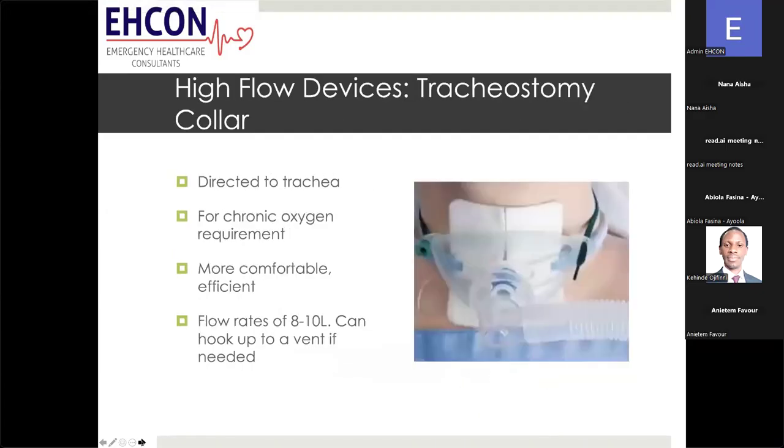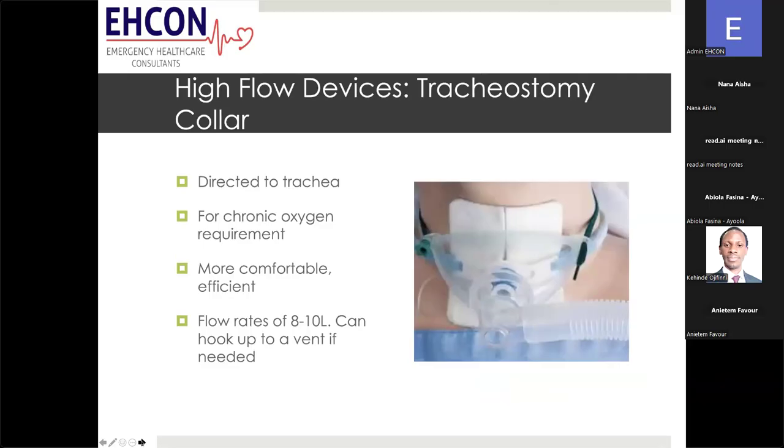You really need to think about all of those things if you're going to use a Venturi mask. I wanted to review trach collars. This is somebody who maybe has been intubated and now we're thinking through long-term oxygen therapy. They now have a tracheostomy and we're putting them on the trach collar because we're realizing that they're going to be on the ventilator for a while.